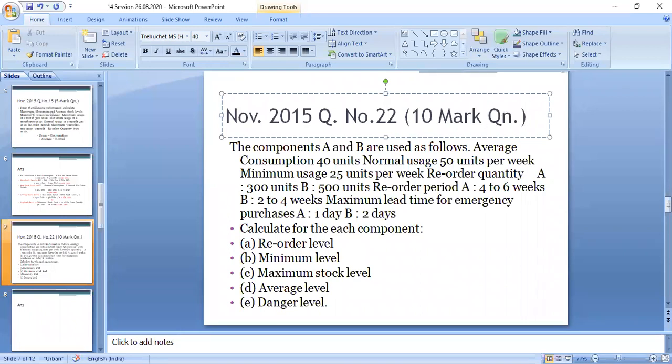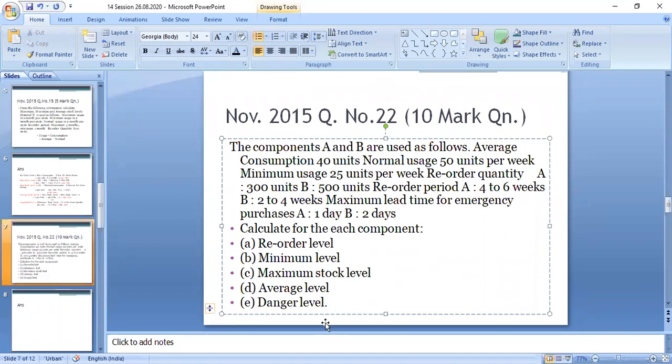In this question, some additional information is given, so additional calculation is also required. The formula is the same, but you have to calculate the reorder level, maximum level, minimum level, average level, and danger level. These 5 levels you have to calculate for 2 components, material A and material B. For material A you have to calculate a separate reorder level, and for material B also a separate reorder level. So this is the question.